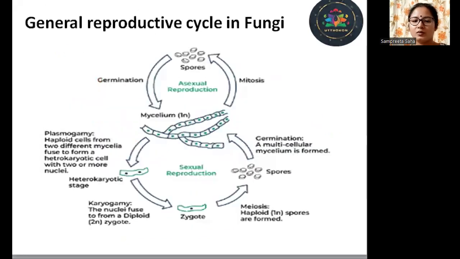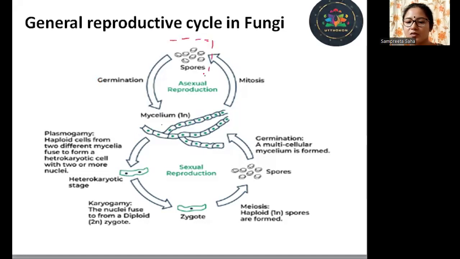Now let us talk about the reproduction process in general for fungi. We know that they produce spores. So spores, when they germinate, whenever you are learning a reproductive cycle, you have to choose a starting point.